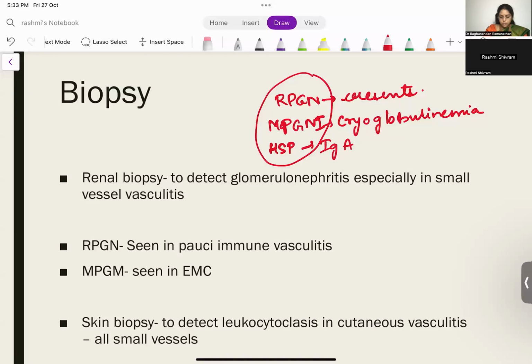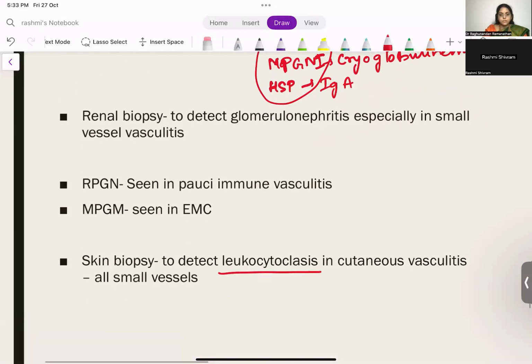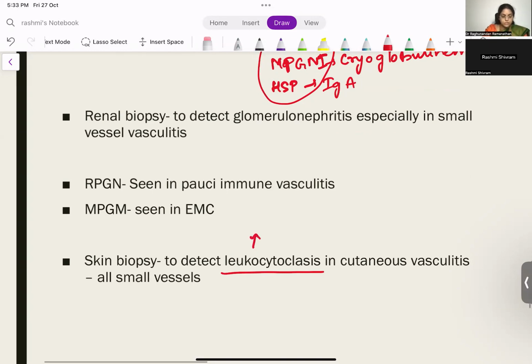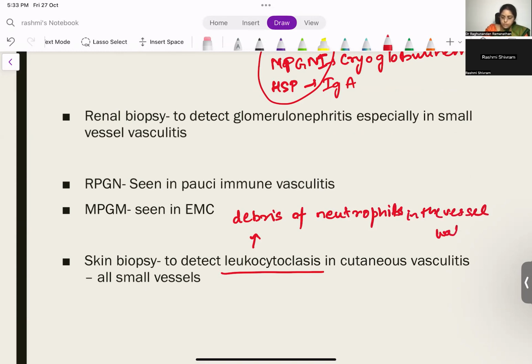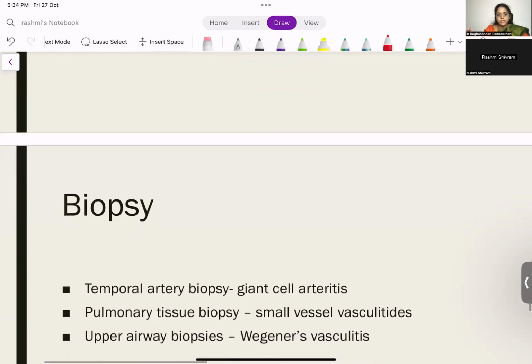In skin biopsy, you need to find out there will be leukocytoclasis in the cutaneous vasculitis. What exactly is this leukocytoclastic? What do we mean by this term? It is the debris of neutrophils in the vessel wall. This is called leukocytoclastic vasculitis. In skin biopsy, you will have this leukocytoclasis in the cutaneous vasculitis in all the small vessels. So this is very important. Skin biopsy becomes very important. I told you renal biopsy and skin biopsy.